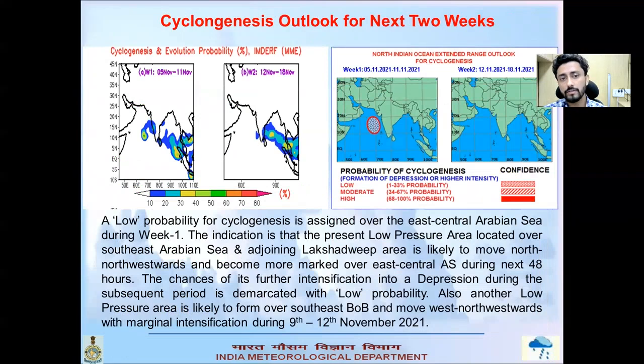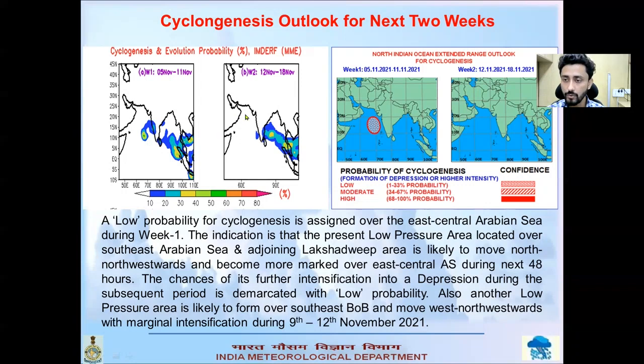Now, if we talk about the cyclogenesis outlook for the next 2 weeks, this plot is basically generated from the IMD extended range forecast model. You can see in week 1, from 5 to 11 November, the system that is presently active over the Arabian Sea is going to be more marked in the coming 48 hours. But the chances, as I already mentioned, to become a cyclonic storm are very less for this system.